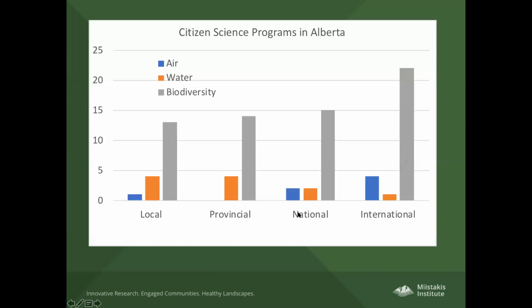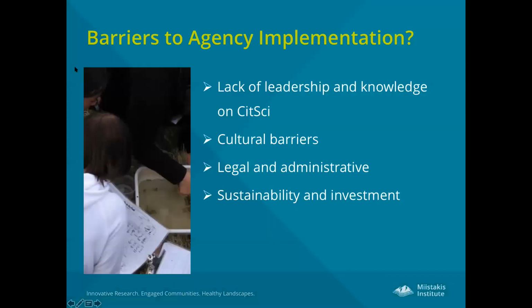And so through that work, we did a survey looking at citizen science, and what we saw is that there actually is a lot of citizen science going on in Alberta. It's going on at local, provincial, national, and international levels. There was a heavy emphasis on biodiversity citizen science programs, less so on other environmental areas. And what we also found in that work, so we focused on looking at some of the barriers to agency implementation.